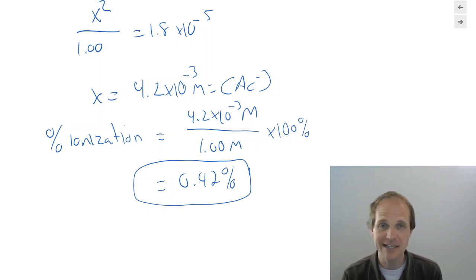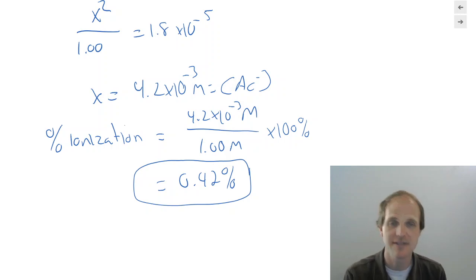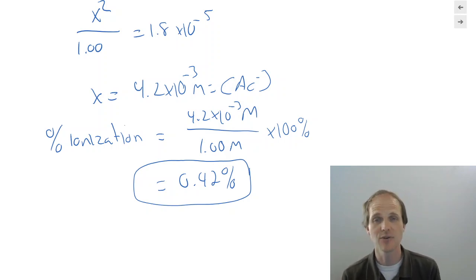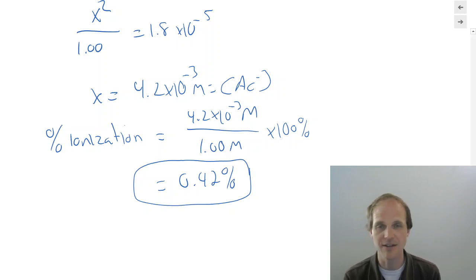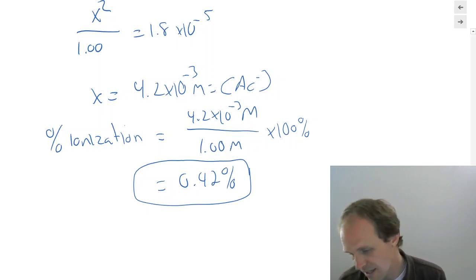So acetic acid is a somewhat strongish weak acid, and still only 0.4% of it dissociates, right? Which means 99.6% of it stays as acetic acid, and only 0.4% of it turns into H plus and AC minus. But that's how we calculate our percent ionizations.